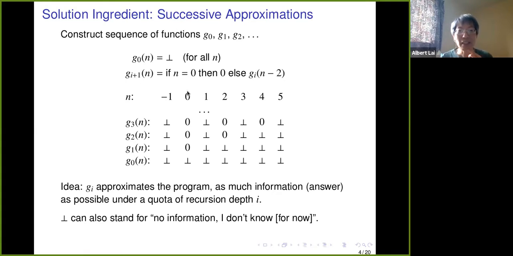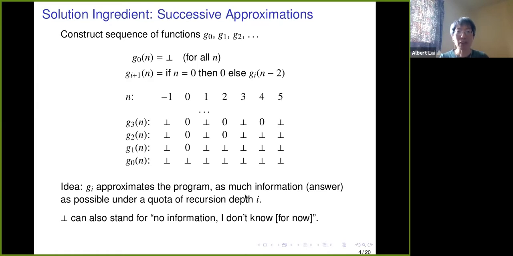So G2 says if n equals 0, then the answer is 0. So the base case gives you this 0 for G2. Otherwise, I will call G1 of n minus 2. So for example, for G2 with n equals 2, we say, okay, n is not 0, so we'll call G1 of 2 minus 2. So that would be G1 of 0. Oh, okay, G1 of 0 is 0. So there we go. And you can go home and do this a little bit more, and you find that G3, G4, so G10 is going to be an improvement on G9 by a little bit. And so these all approximate the ideal recursive function.